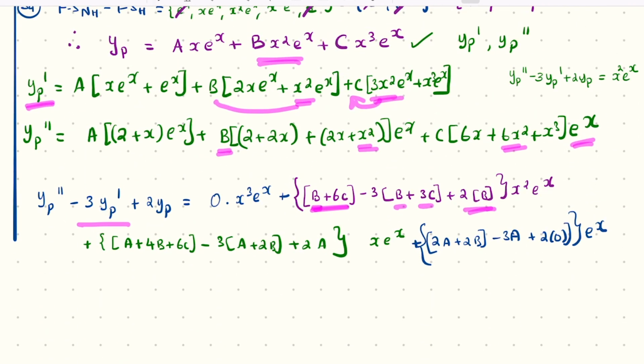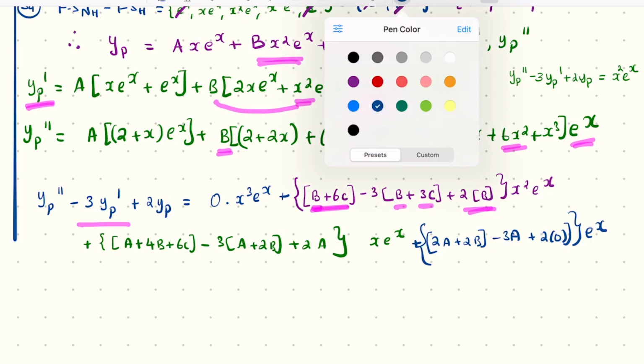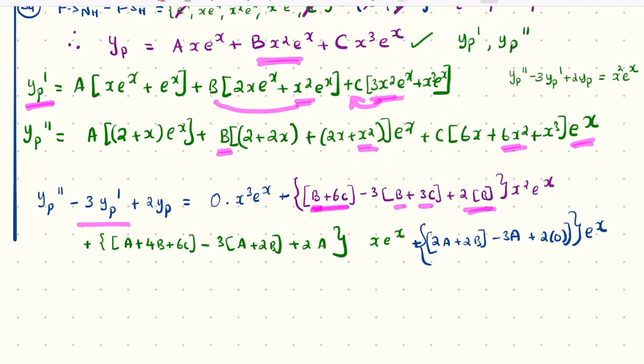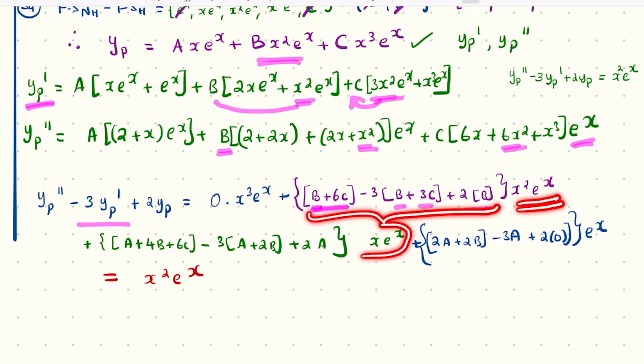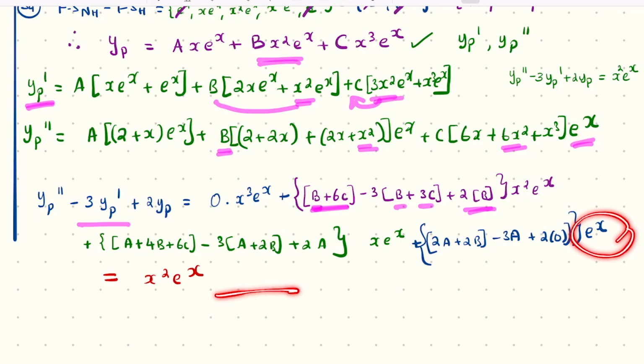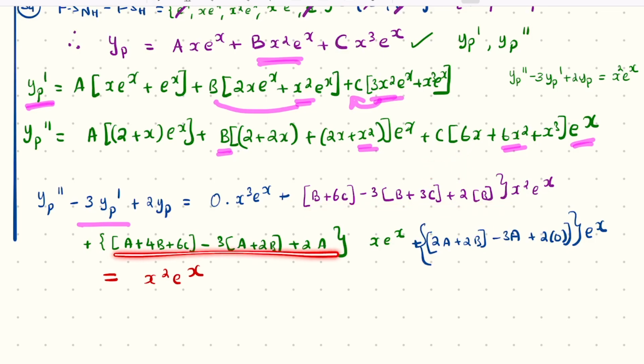So now what we are going to do, we are going to set this equal to, let me use a different color, all of these. We are going to set this equal to x squared e to the x. What does that mean? That means this one is going to be 1 because that's x squared e to the x. There is no x e to the x term on this side, so that's going to be 0, right? And there is no e to the x term on here, so that's also going to be 0. So therefore this is going to be equal to 1, and this is going to be equal to 0, and this is going to be equal to 0.